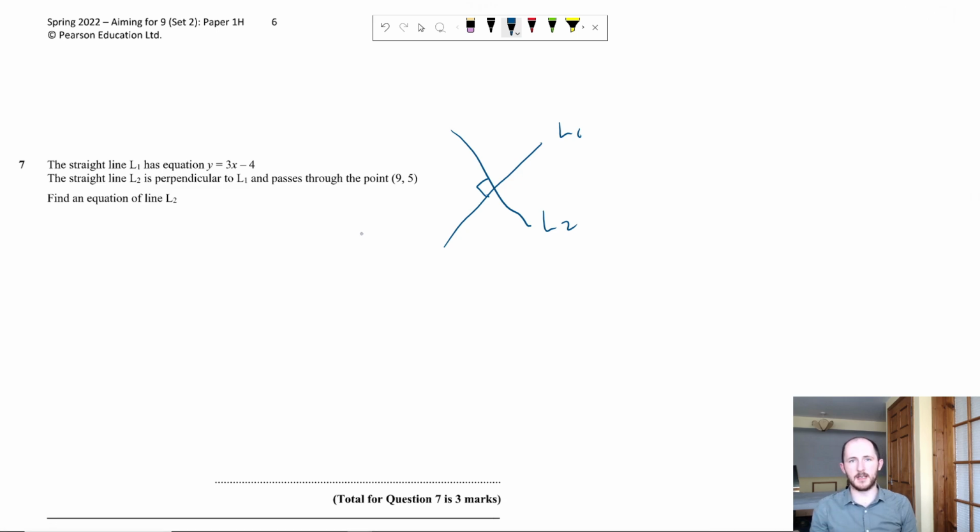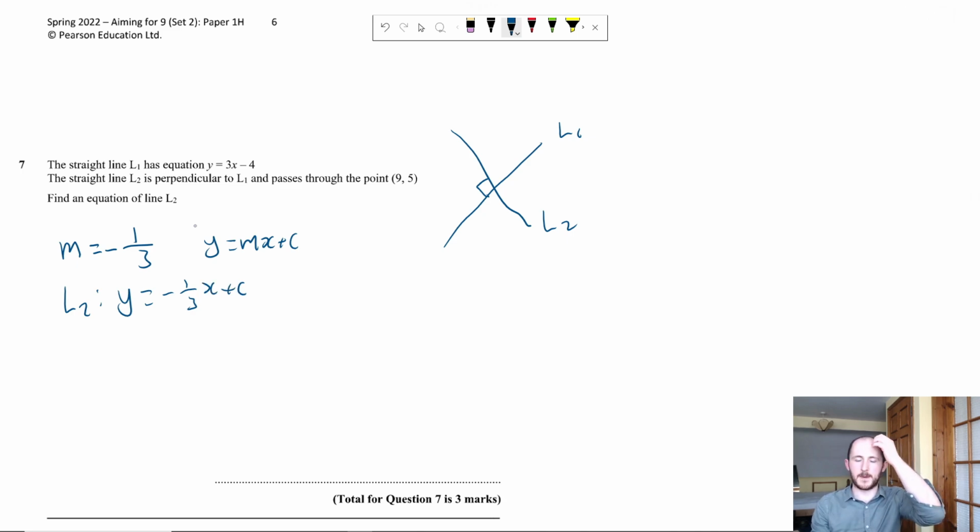So the first thing you should note is that the gradient of the perpendicular line is the negative reciprocal of the gradient of L1. So the gradient of L1 is 3, right? Which means the gradient of L2 is going to be the reciprocal, so 1 over 3, and then you change the sign. So if it's positive, it becomes negative, negative becomes positive. So now our equation for L2, again, we're going to be using y equals mx plus c for this, is just y is equal to negative a third x plus c, okay?